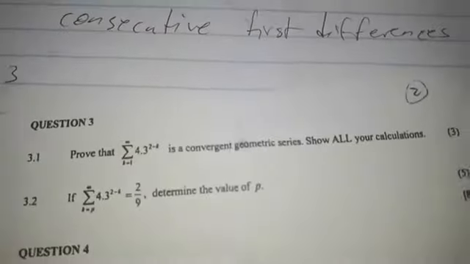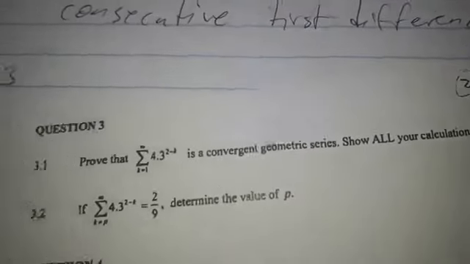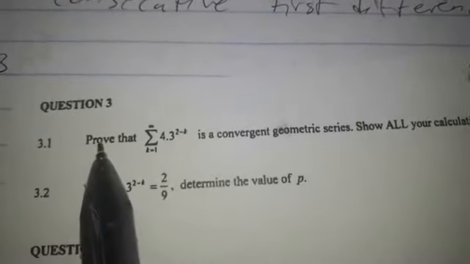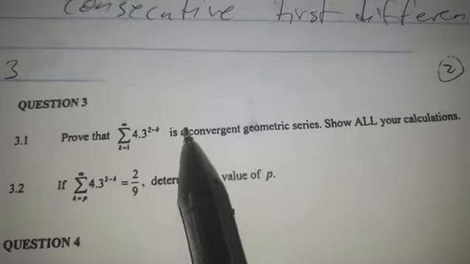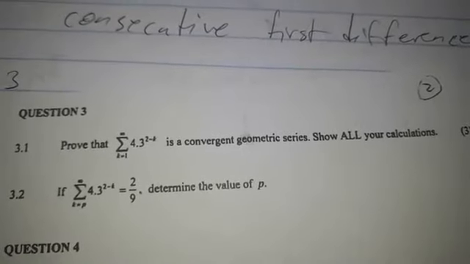Well, here we are, question number 3 for 8 marks. Sigma notation. Okay, so it says prove that this is a convergent geometric series. Show all calculations, for 3 marks. Wow, so this paper was actually quite friendly, in my opinion. I mean, let's not lie here.